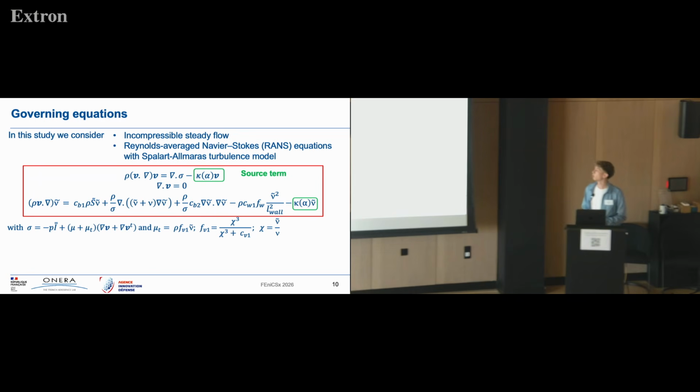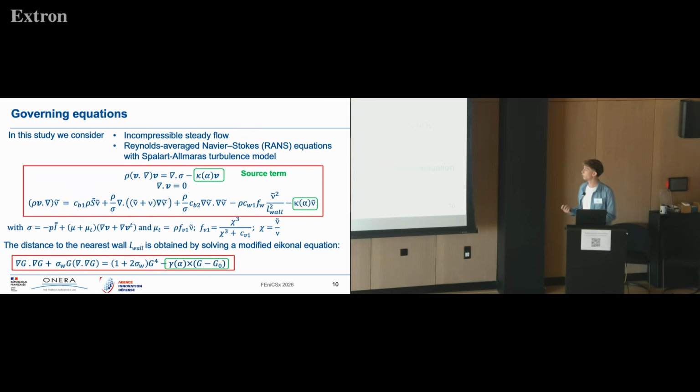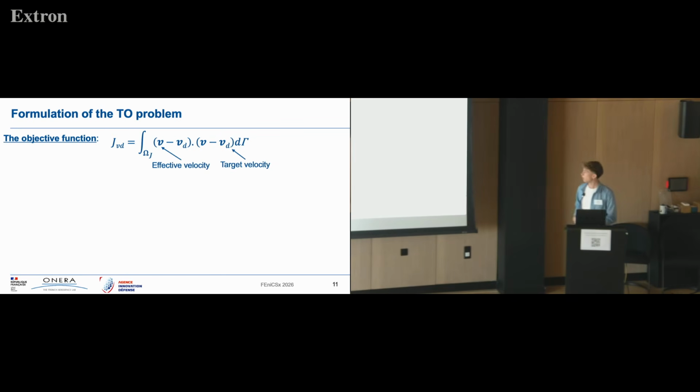So in this study, I will consider the RANS equation for an incompressible steady flow with the Spalart-Allmaras turbulence model. And the distance to the wall is obtained by solving a modified eikonal equation. And as you can see, each equation has a penalization term to take into account the solid. So like I said in the introduction, the objective function is defined as a quadratic error between the actual velocity and the target one at the evaluation zone.